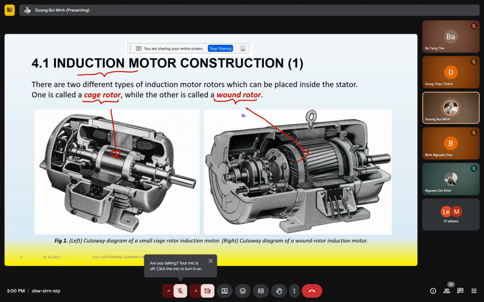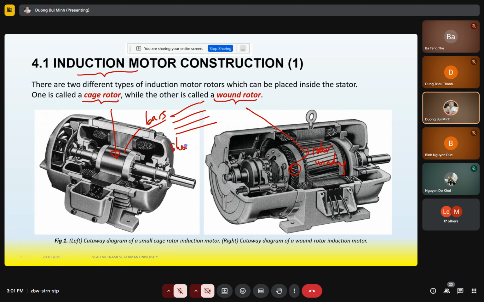For the wound rotor we have rotor winding, right? Here is the rotor winding. But for cage rotors we don't have winding, but we have bars, many bars, in Vietnamese thanh dẫn. So we have many rotor bars, but for the wound rotor we have rotor winding. And you can see we don't have a DC power supply. So if we would like to get the rotor current, we need to make a short circuit of the rotor winding.